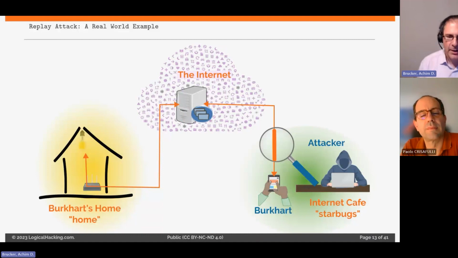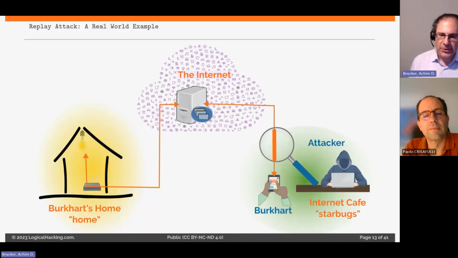Maybe the more realistic scenario is it's not a light bulb, it's a heating system. It's winter, you're sitting in the cafe, you would like to turn on the heating or change the temperature of the heating so that it's nice and warm when you arrive at home. In the internet cafe, we also have an attacker.